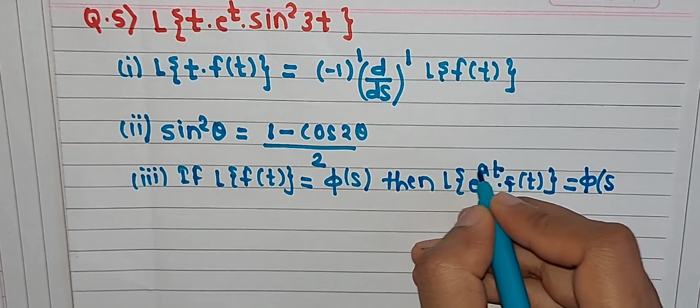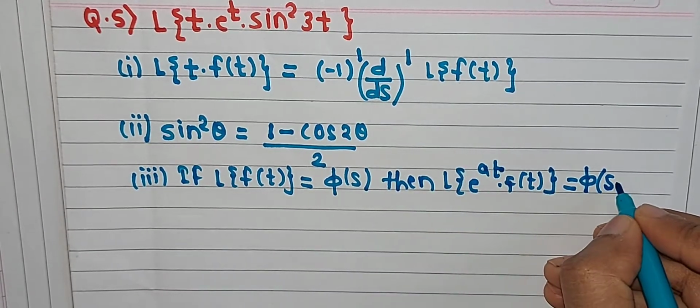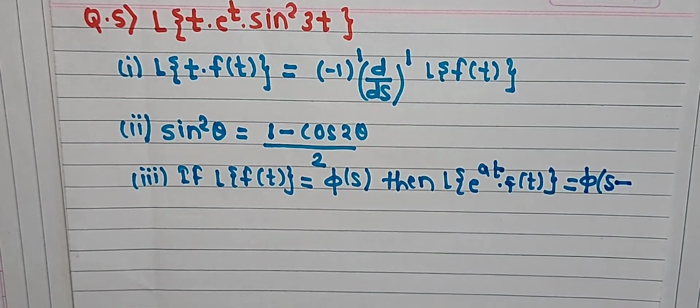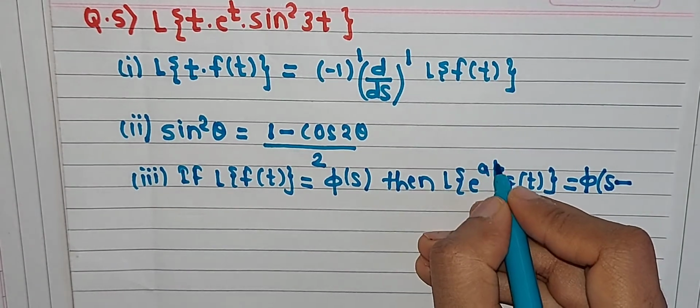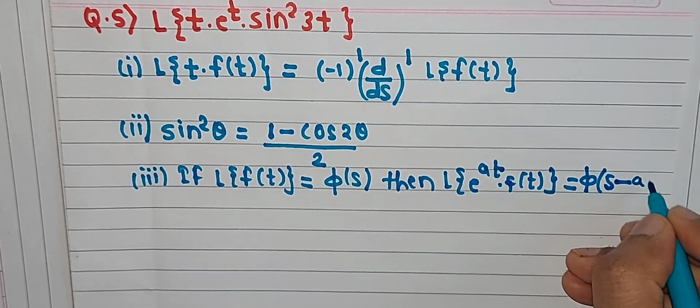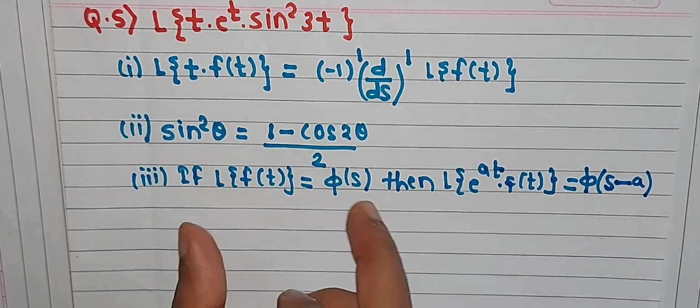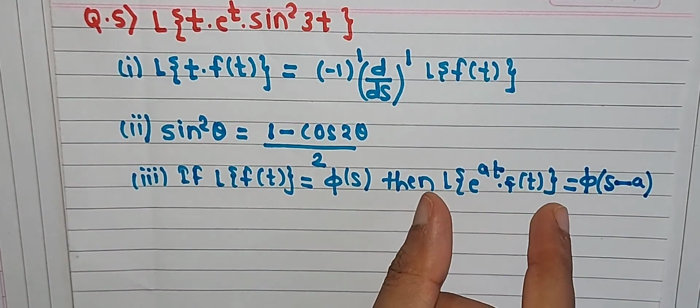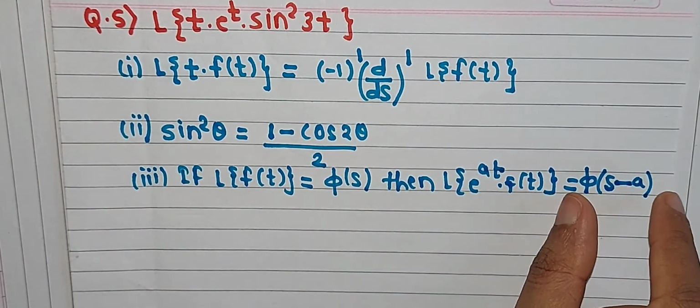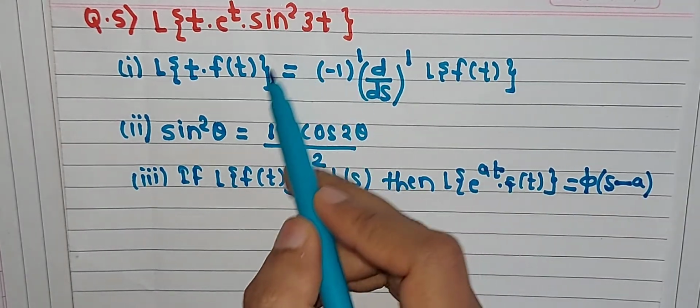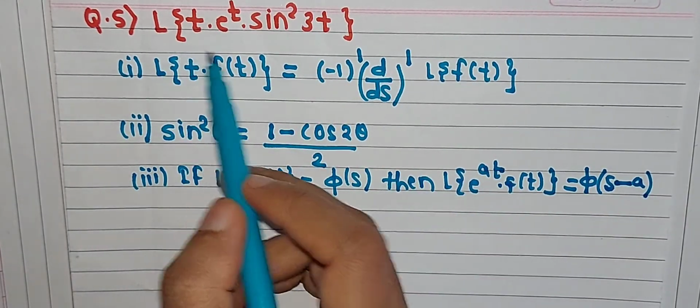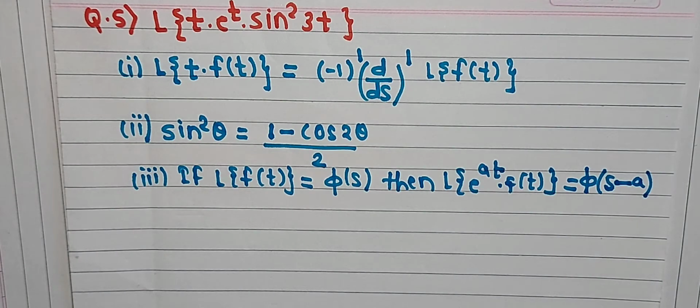Here t contains a positive sign, therefore we will write a negative sign, the opposite sign, that is subtraction, and t has a coefficient a, therefore write it as it is. So after solving this Laplace transformation, we will get this value. By using these three formulas we will solve this example very easily.